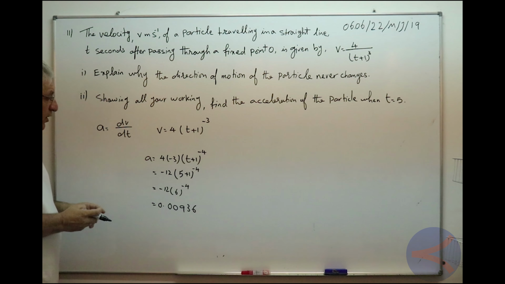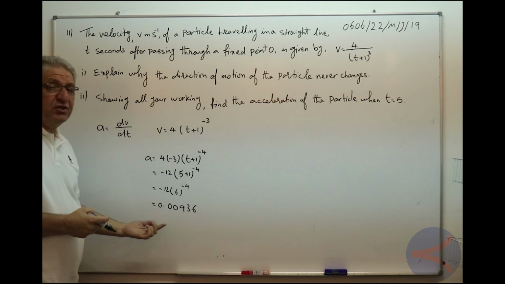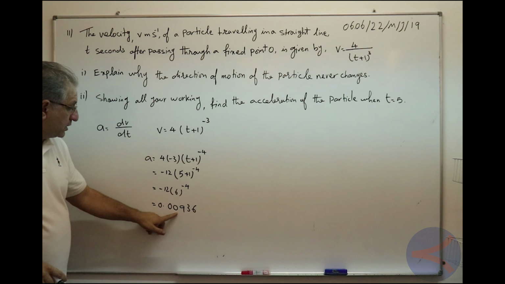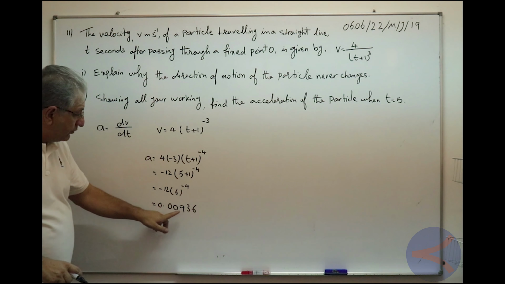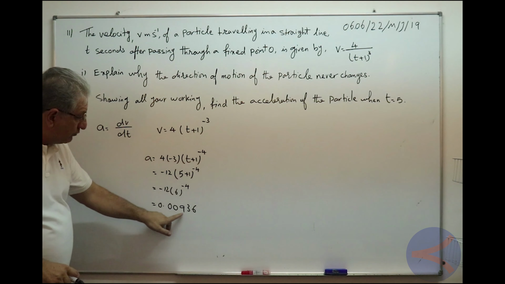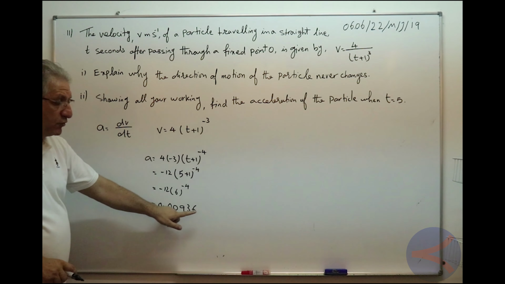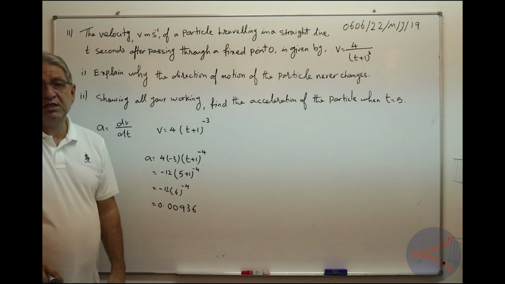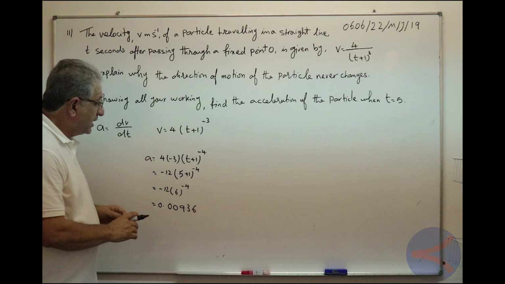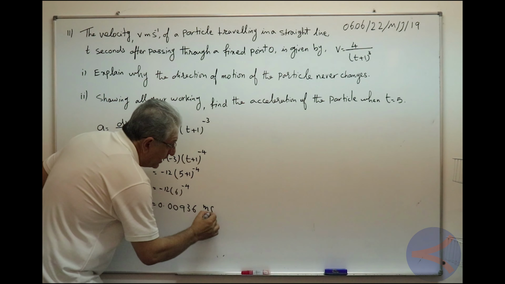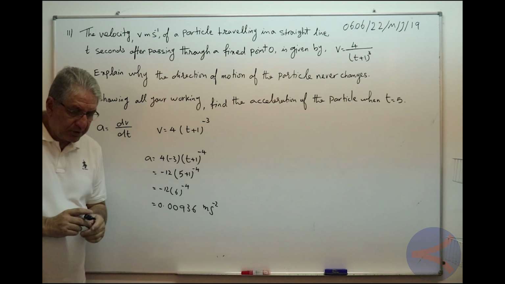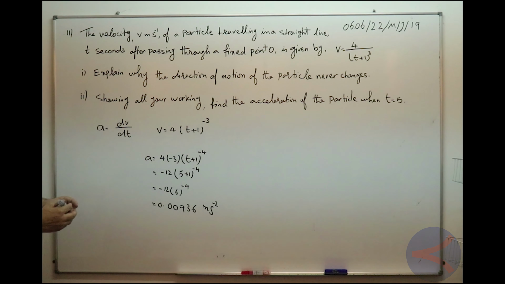You remember, you have to write 3 significant figures. These zeros are not counted because there are zeros before the first non-zero digit. After the decimal point, counting 1, 2, 3 significant figures, you have to write 0.00936 so that it will be 3 significant figures. This is in meters per second squared. Therefore, we have done the second part of this question. Now we'll continue with the third part of the same question.